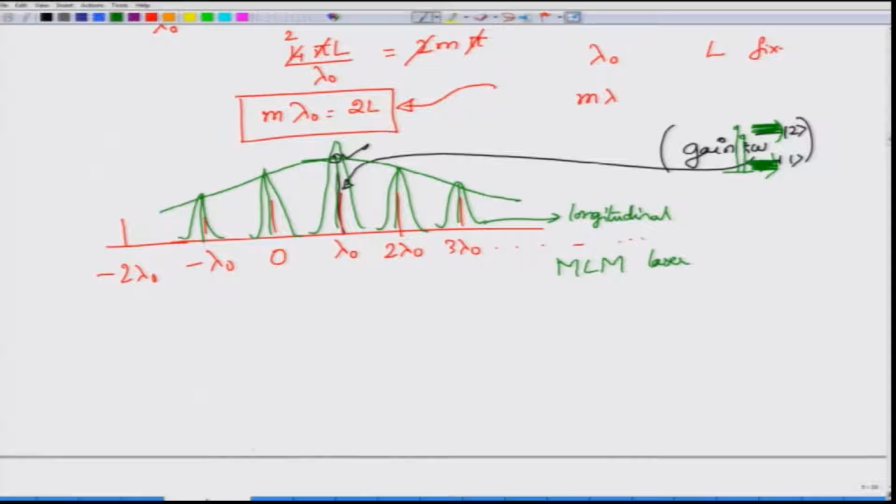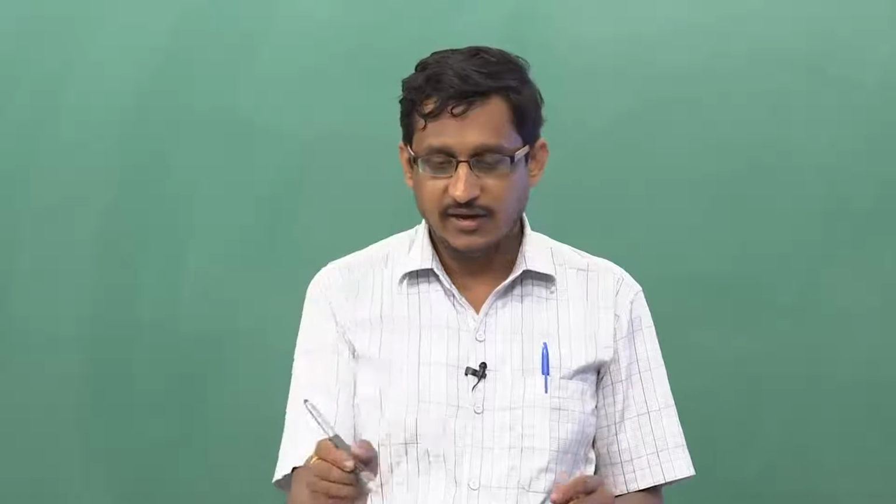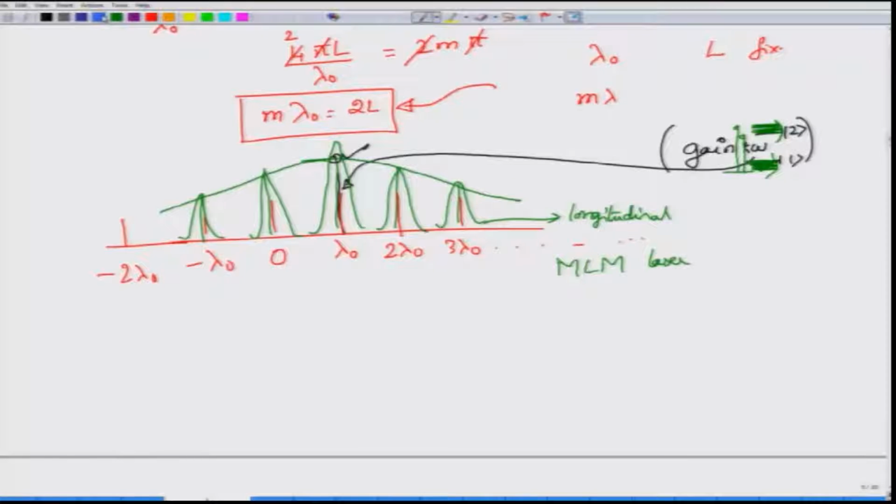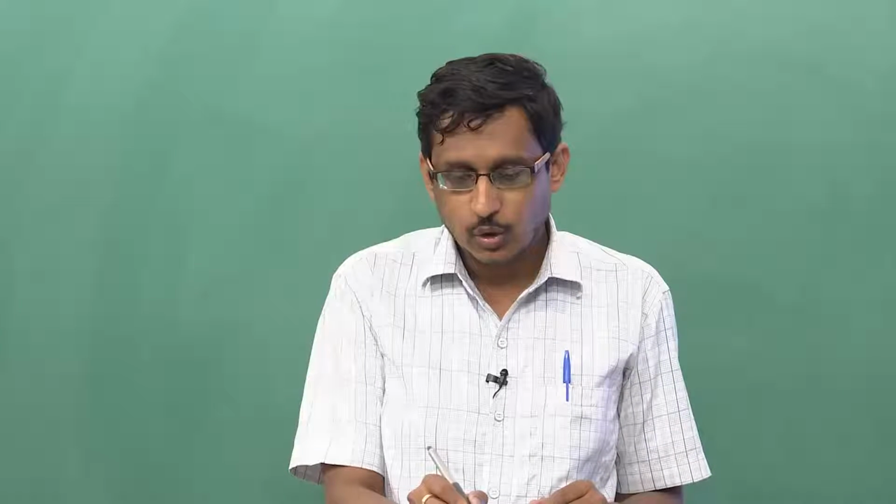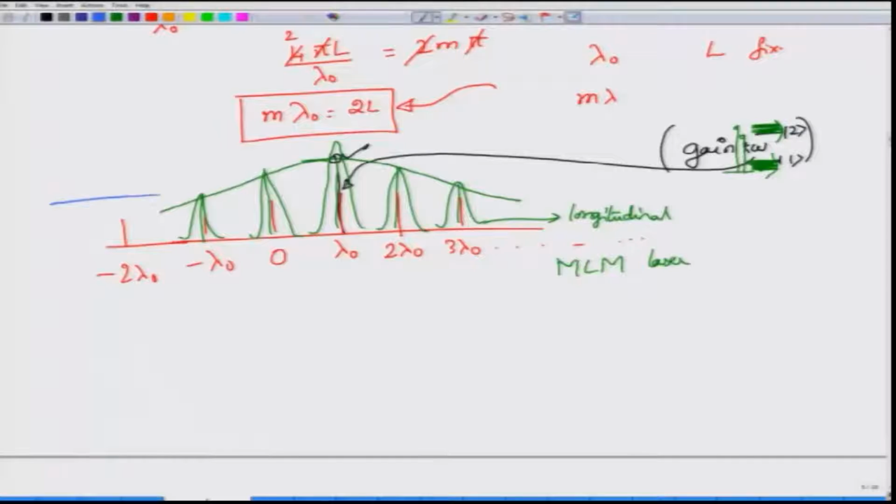An MLM laser is a multiple longitudinal mode laser which supports all these modes, and the condition that G has to be greater than alpha int plus whatever the losses means that the total gain-loss curve must exceed a certain threshold. Unfortunately, in this particular example there exist at least 3 modes, because this fundamental mode is exceeding the threshold, and there is one more mode which is exceeding the threshold. What is the spacing between these modes?